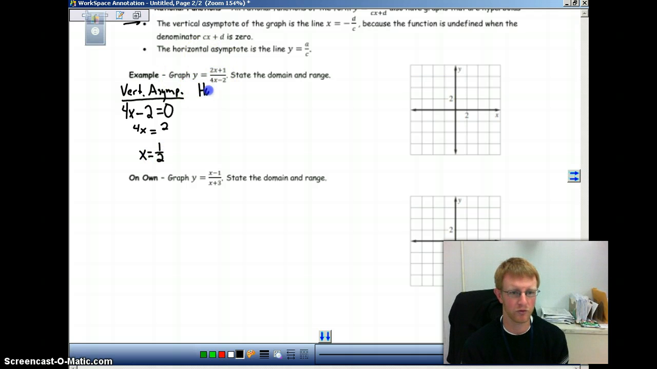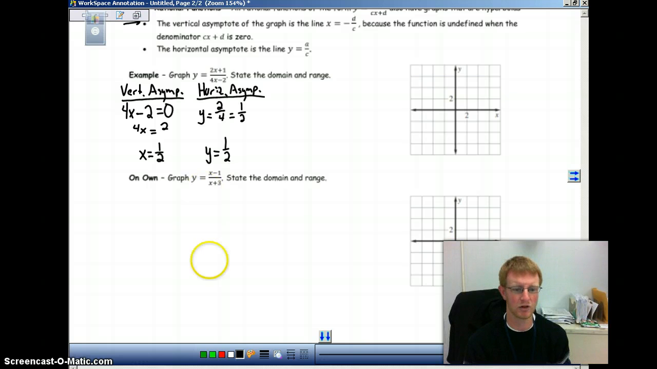Then we do our horizontal asymptote. So what we have here is, again, we're taking the leading coefficients. So it's just going to be y equals 2 over 4, which is also equal to 1/2. So we have y equals 1/2 is our horizontal asymptote.